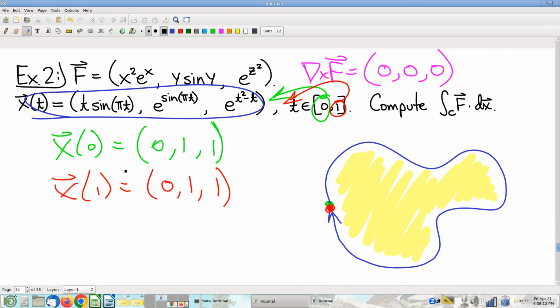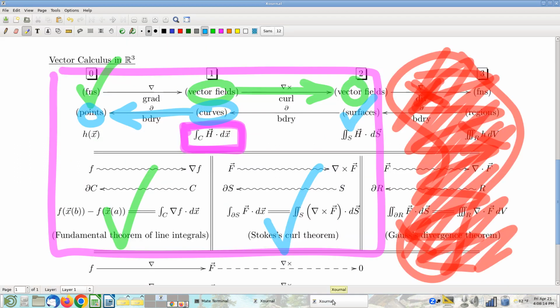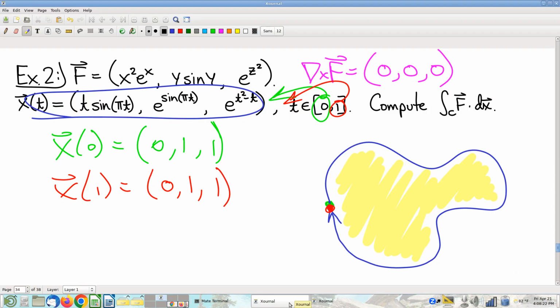Okay, so we have 2 candidates here, right? We could use either the fundamental theorem or Stokes' curl theorem. Now, I have bad news for both. Unfortunately, we've already talked about the bad news for trying to use Stokes' theorem, and that is that I don't know how to figure out what that surface is.